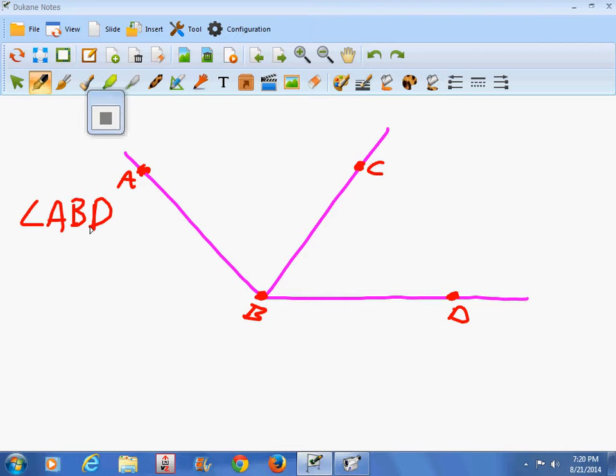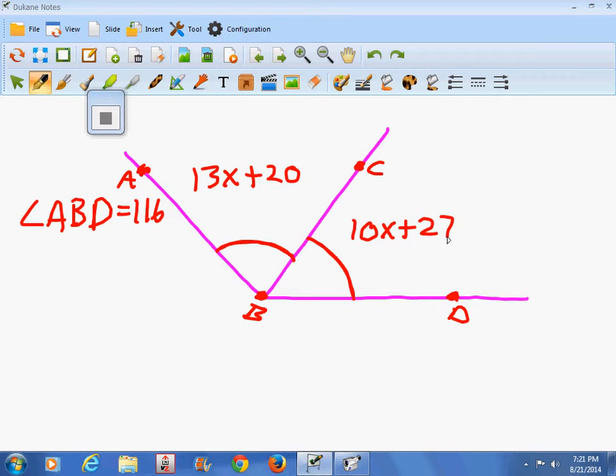What I'm looking to do is that I want to know what each of these angles are right here if I'm given an unknown. Now, I am saying that this whole angle, ABD, from there to there, is equal to 116 degrees. I have 13x plus 20 here, and I have 10x plus 27 here. So I have both of those.